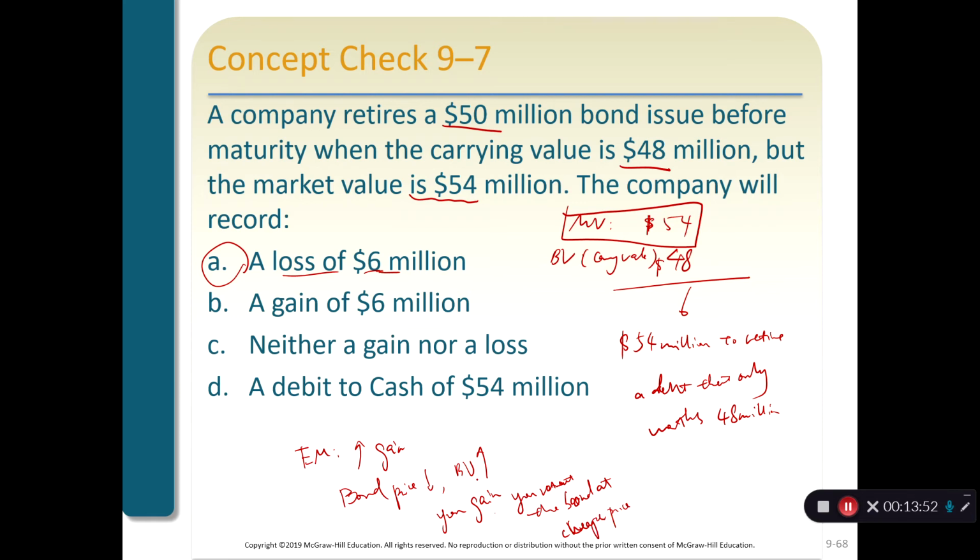Say that on the book you owe someone $10 million, and this bond right now is only worth $8 million, right? Remember? Then you gain $2 million. You only pay $8 million to get rid of a debt that was worth $10 million, and in this case you pay $50 million to retire a debt that is worth $48 million. So therefore you lost $6 million.